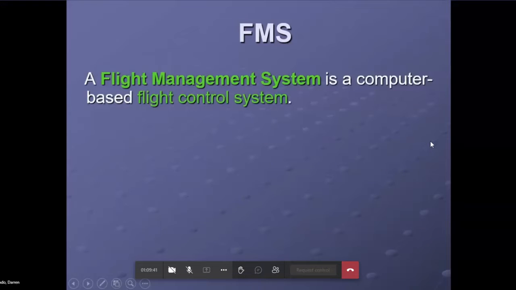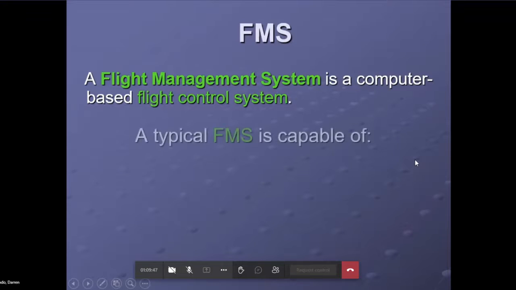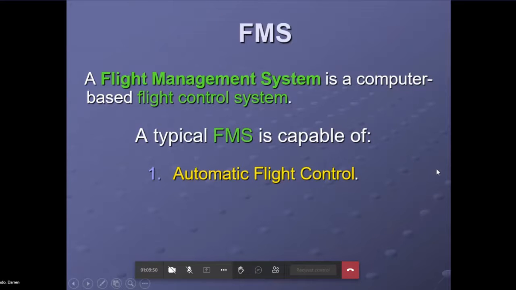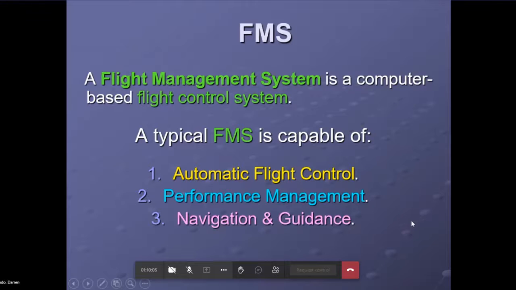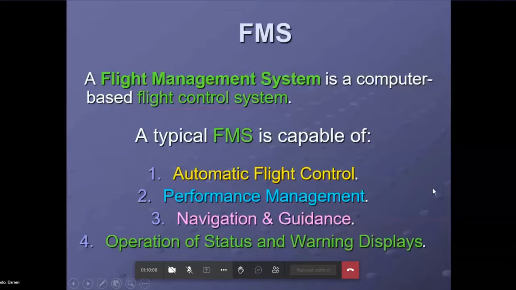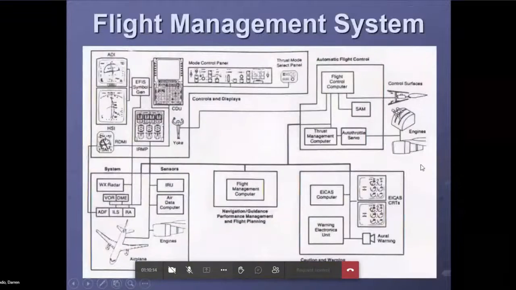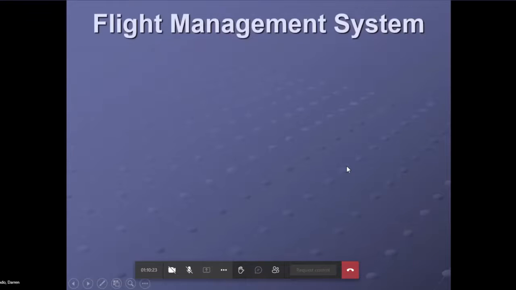So the flight management system is another computer-based system tied into the flight controls and capable of automatic flight control. It can manage the flight. Performance management: not only can it control the flight, but it can do that in a very economical fashion. It incorporates navigation and guidance. And last but not least, it provides operational status and warning display, so it has enunciation. We're now including things like auto throttle into the system. We'll get into that a bit more.